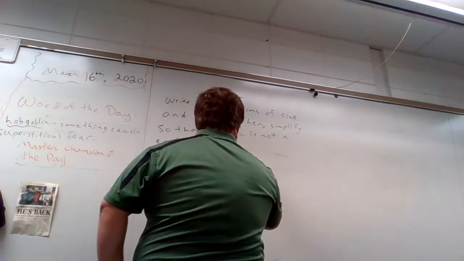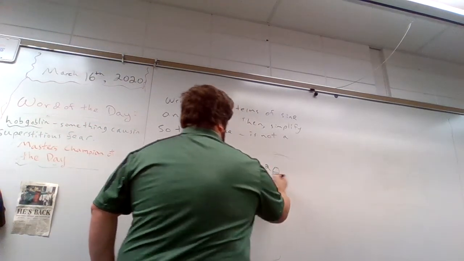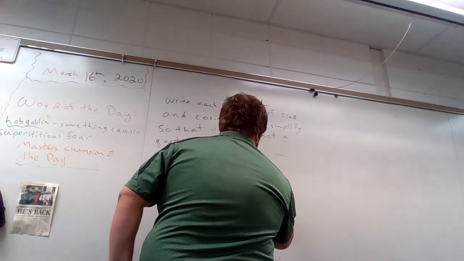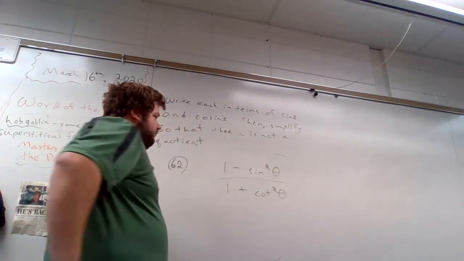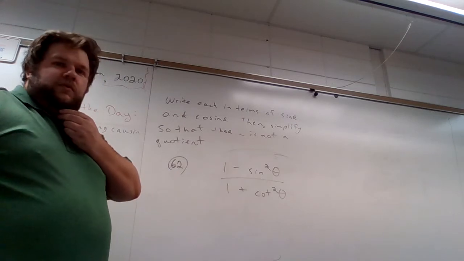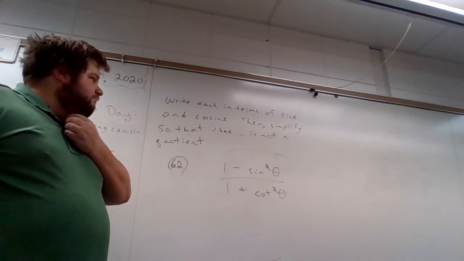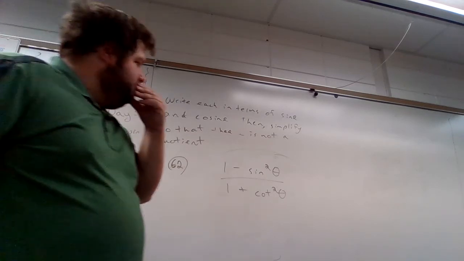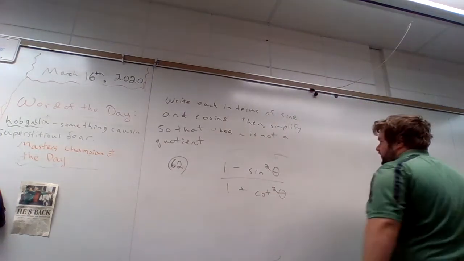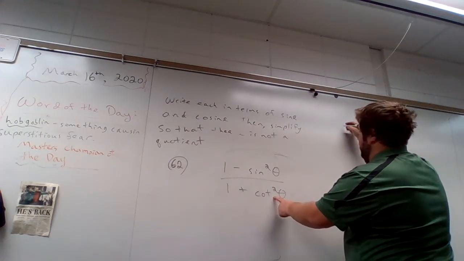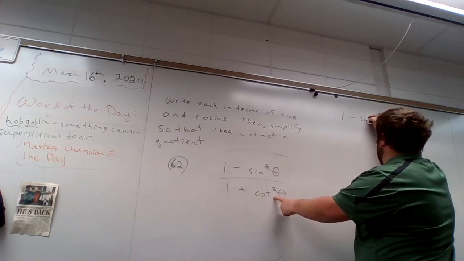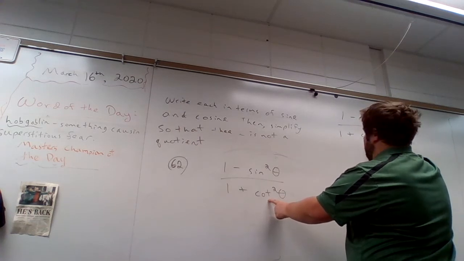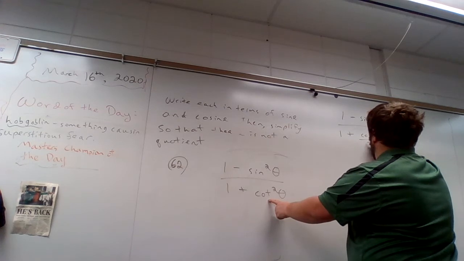Okay. 1 minus sine squared divided by 1 plus cotangent squared. Kind of playing by their rules here. We could go through and rewrite that cotangent squared. And in fact, I guess we will try to play by the rules. So I've got 1 minus sine squared, and then cotangent is cosine over sine, so cotangent squared is cosine squared over sine squared.